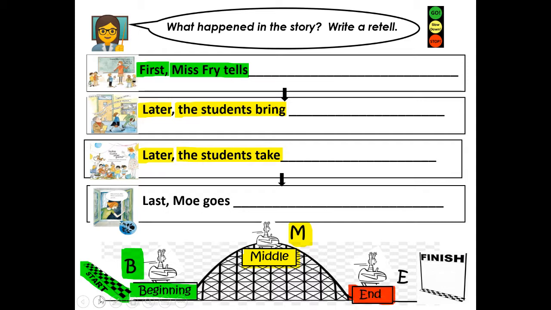Now we're at the end of our retell or the finish line. And you're going to write last, Mo goes. Where does Mo go at the end of the story? Does Mo stay in the classroom? Where does Mo go? So you're going to write last, Mo goes, and then finish that thought. Tell me where Mo goes. Push pause, write your sentence, and when you're done, push play to rejoin the lesson.